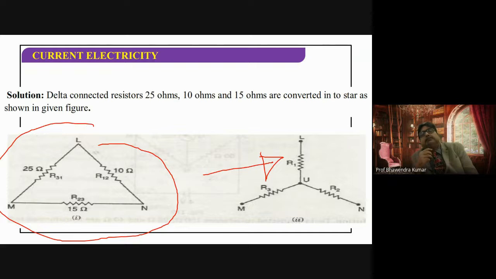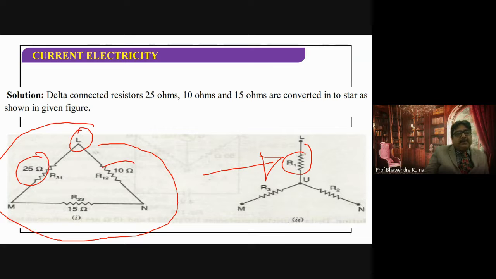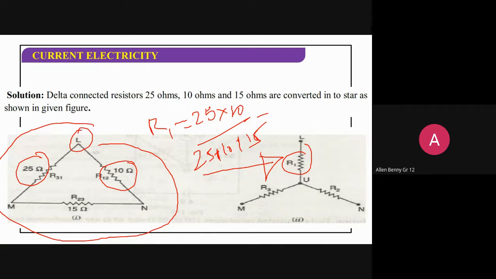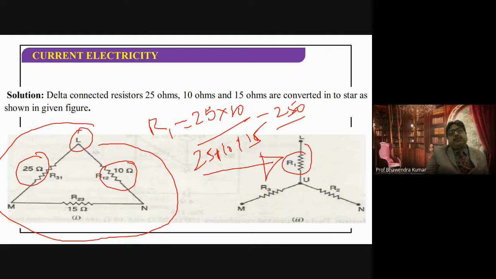So for finding R1, I have to start from point L. Do you see it? And from L, the two resistors are 25 and 10. So R1 will be what? 25 into 10 divided by 25 plus 10 plus 15. That is 250 divided by 50. That is 5 ohm. Very good.